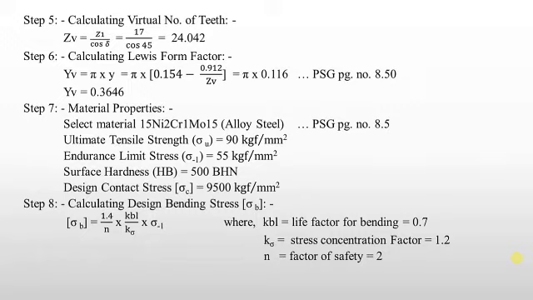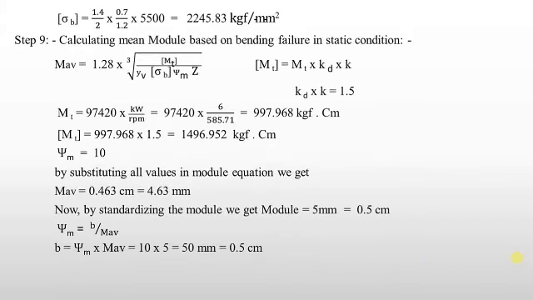Step 7. Material properties. As we are selecting material for miter gear is alloy steel having ultimate tensile strength equal to 90 kgf per mm square. By substituting all the values in equation, we get design bending stress is equal to 2245.83 kgf per mm square.